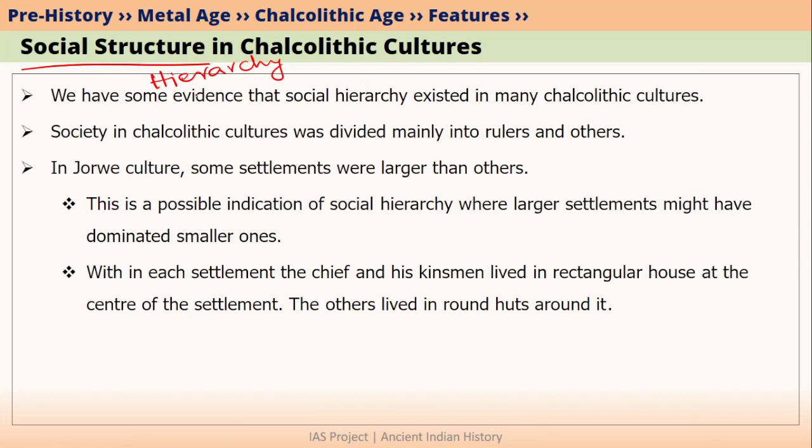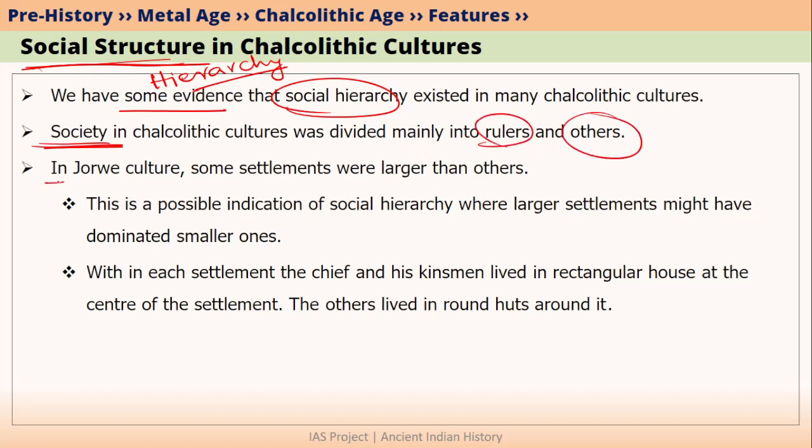Please note that the evidence that we have found for social structure and social hierarchy is very small. So we can only make observations using this limited evidence. We have found some evidence of social hierarchy or social structure in many Chalcolithic cultures. Generally, the society was divided into two entities. The first one is rulers and the second one is other than rulers.